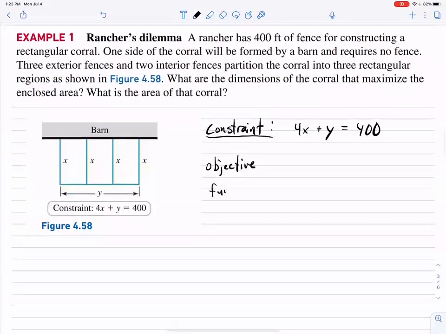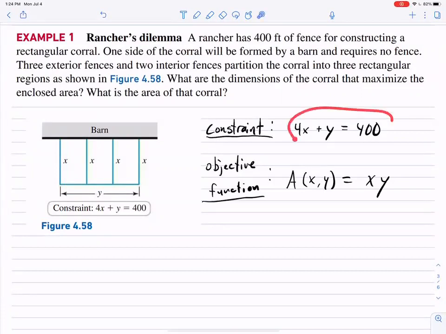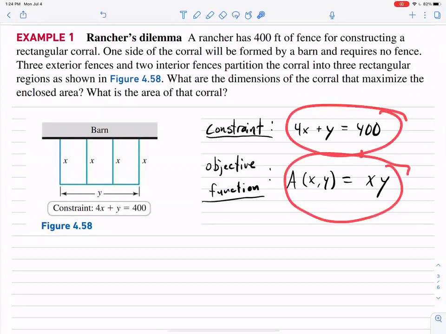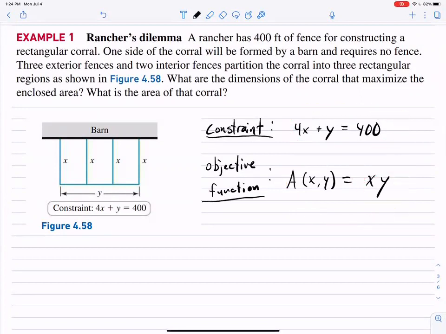And then what is our objective function? If that's our constraint, what's our objective function? Our objective function is the area in terms of X and Y. And what is the area in terms of X and Y? It's just X times Y. So we have our constraint. We have our objective function. This is the thing we want to maximize. So we use our constraint and plug it into our area function. So let's do that.